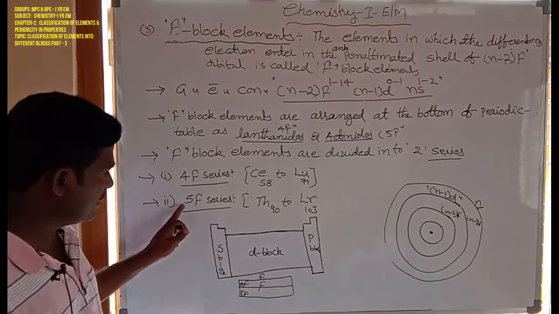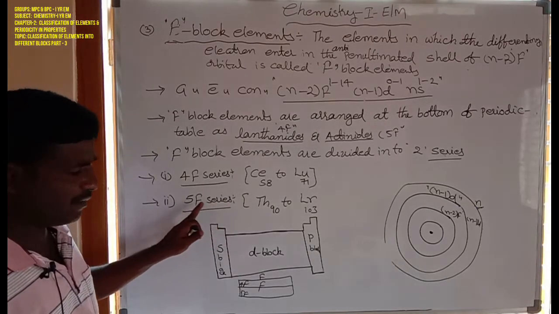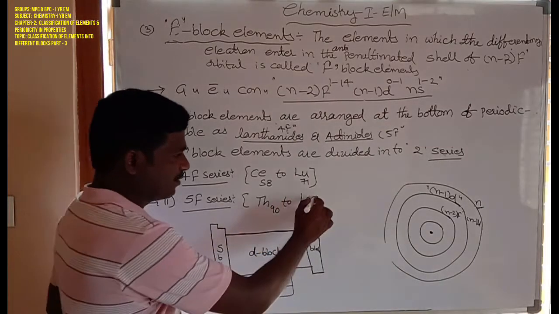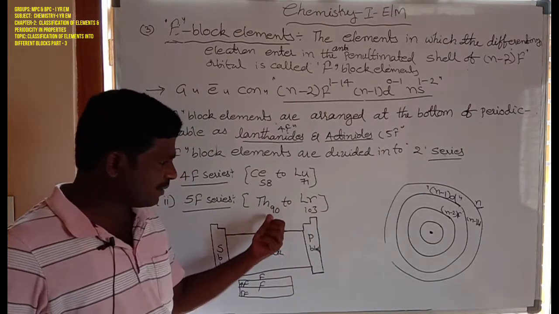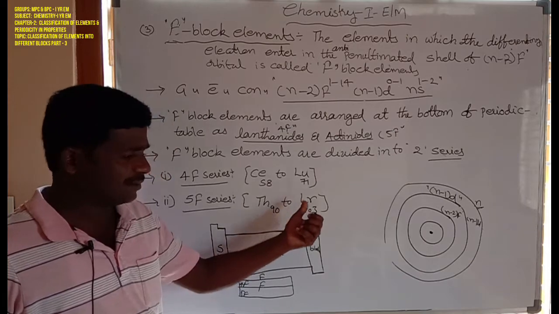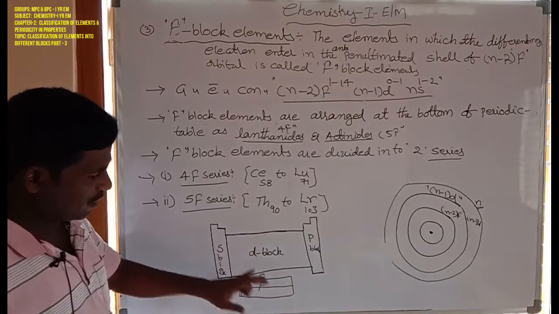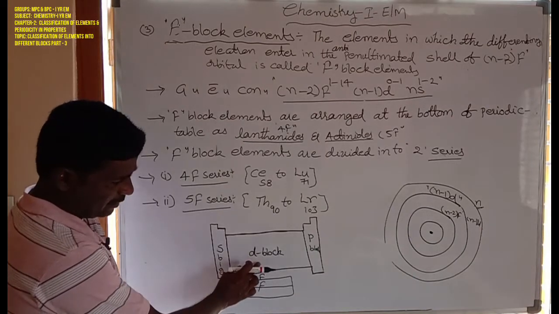And the last one is the 5f series. The 5f series starts with thorium and ends with lawrencium, Lr 103. Thorium has atomic number 90 and lawrencium has atomic number 103. That is the structure of the modern periodic table.